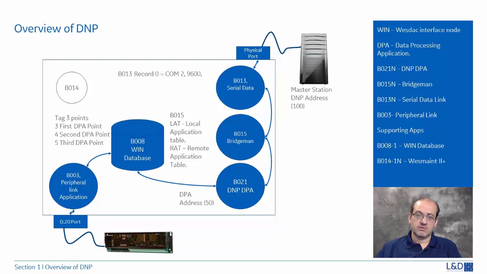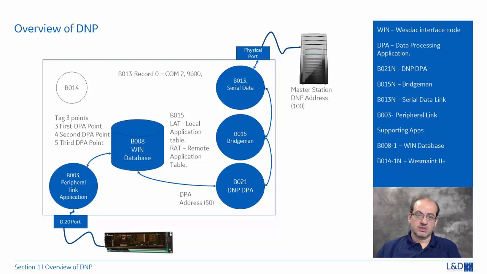Be careful with this. This is very confusing. It's not B013.2 because we're configuring COM2 on B013. So B013 is going to talk through the serial port COM2 on the back of the D20, which is labeled as SIO2, and that record will be labeled as B013.0. So in Bridgeman, when we configure that, it's going to be B013.0 connected to local application 50, and B013.0 is connected to remote application DNP application 100.